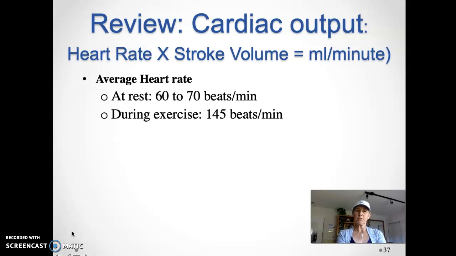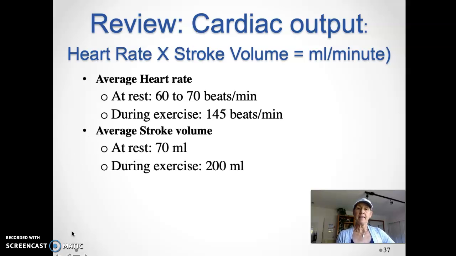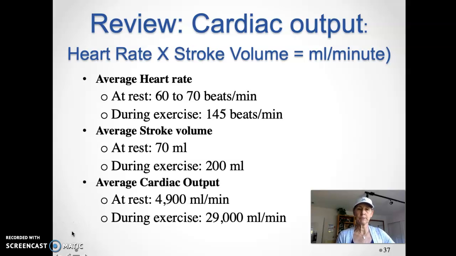Some things to remember. So average heart rate is about 60 to 70, and during exercise it can go up to 145 or even higher. You've probably measured that during your own exercise. The average stroke volume is about 70 mLs, and that can go up to about 200 during exercise. So that's quite a change. I could have you calculate some of these on a quiz. So these are good little math problems.